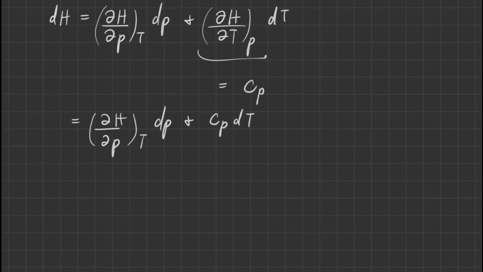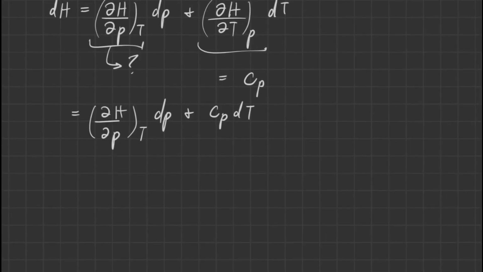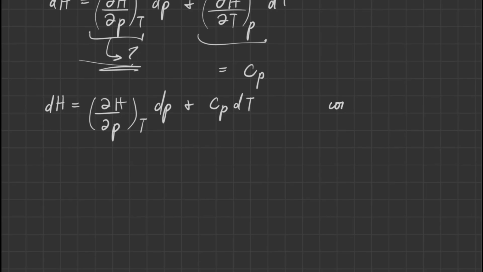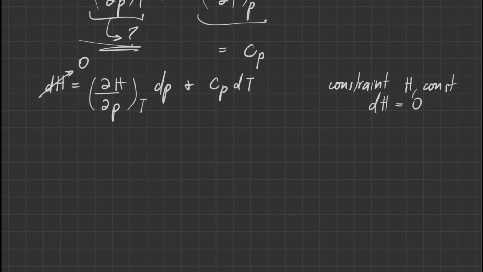The problem is that there's nothing that this really connects with. So our goal is to define this term in variables that are recognizable. To do that, we're going to impose the constraint that enthalpy is constant. That means dH is equal to 0, and this evaluates to 0. So we want to solve for just this part of the equation.